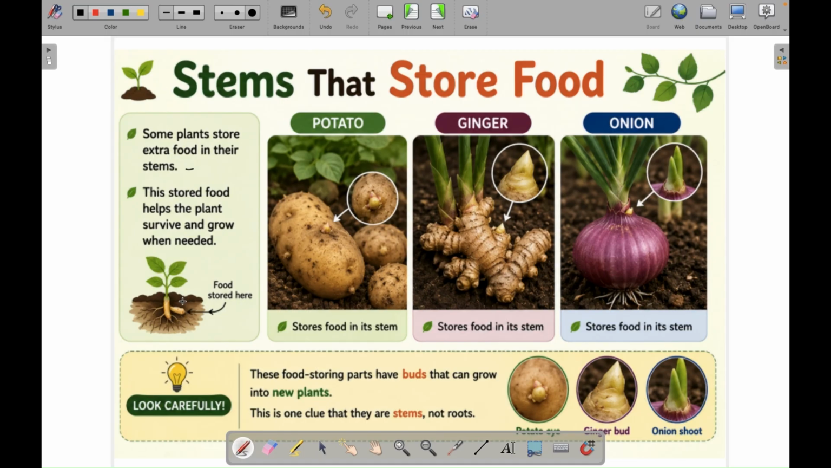Now you may have a question: stems are a part of the shoot system, and this is underground. So how is this a stem? For example, consider this potato. If this was a root, how would it look? It would have root hairs like this, and it would be a tap root. If this was a root, it would have root hairs and primary and secondary roots.